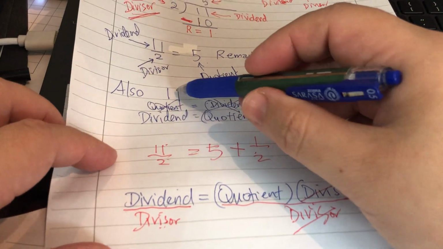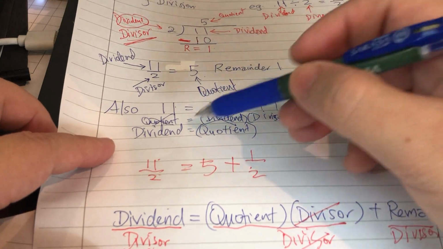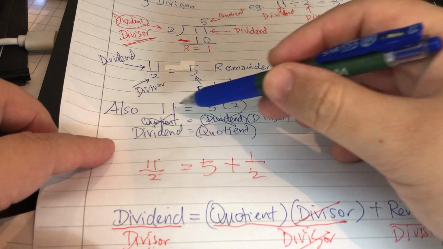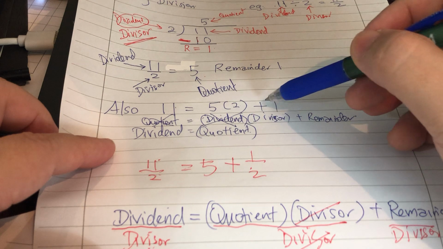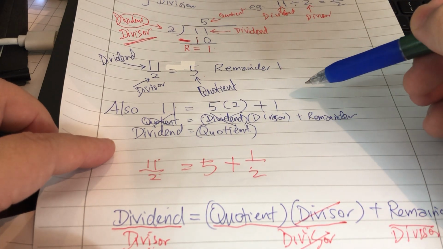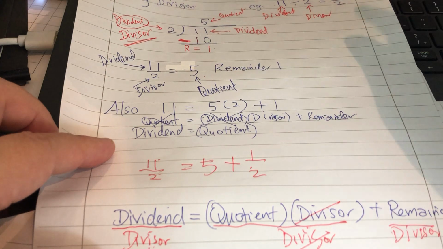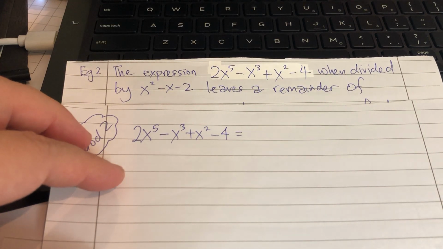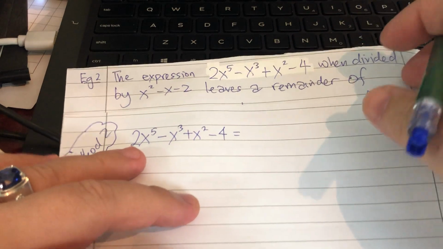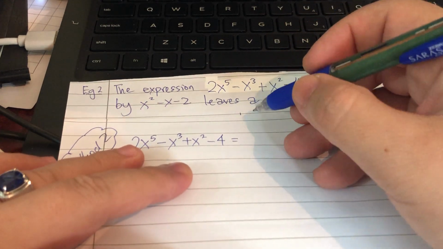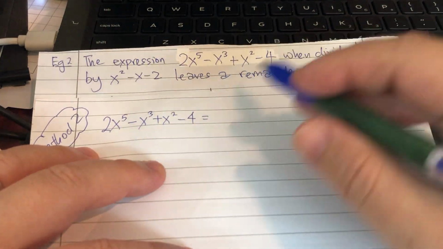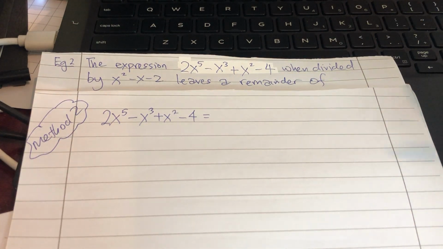So the dividend, which is the 11, is equal to the quotient times the divisor plus the remainder. Meaning 11 equals 5 times 2 plus 1. Make sense? This is the quotient and so on and so forth. We're going to use this primary school method to solve this question. So sometimes primary school method is better. Let's take a look how to do this question, same question as just now, but using a shorter method.